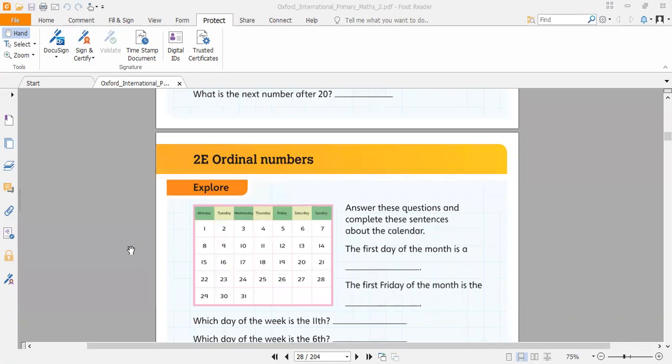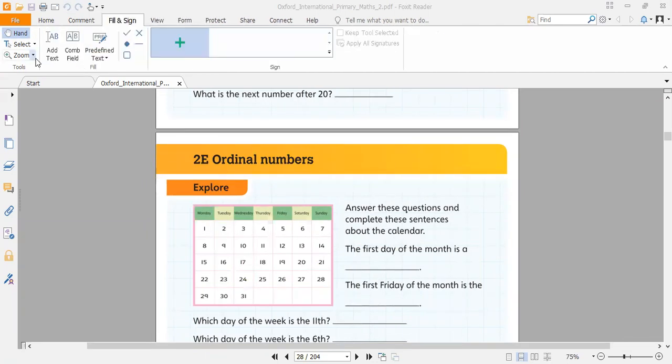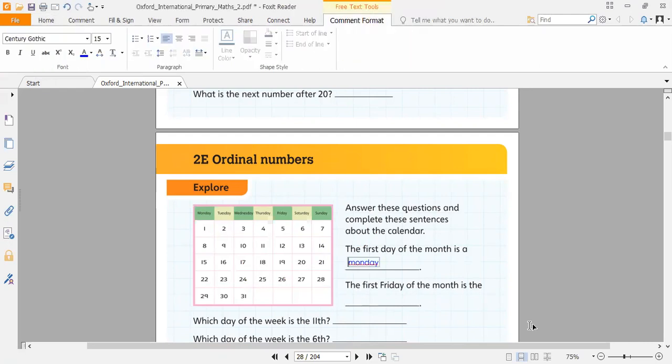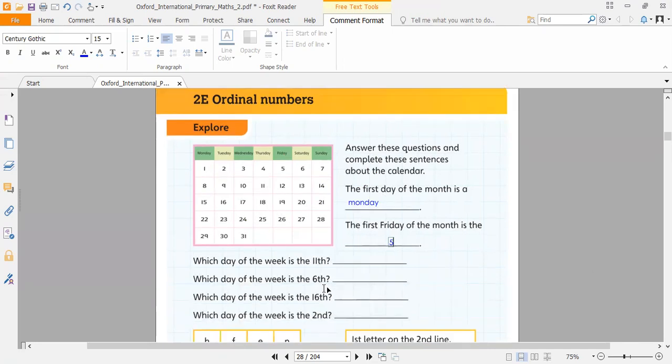The first day of the month is the first day. Which day? The first day. Here we can see that the first day is Monday, so here we can write Monday. The first Friday of the month is on the 5th. Which day is on the 5th?